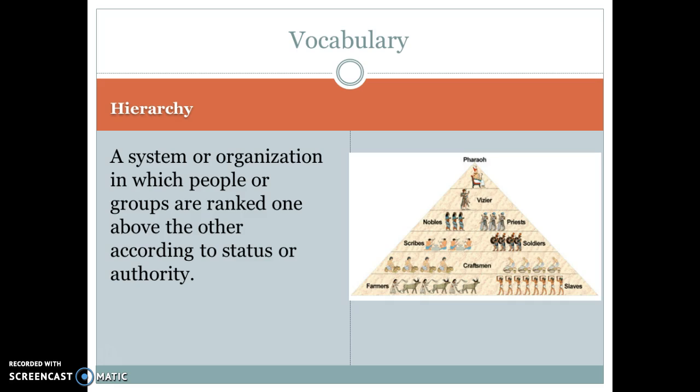So, look at this right now. And again, turn and talk with your partner. Why will this be significant or important in history, that there's hierarchies?